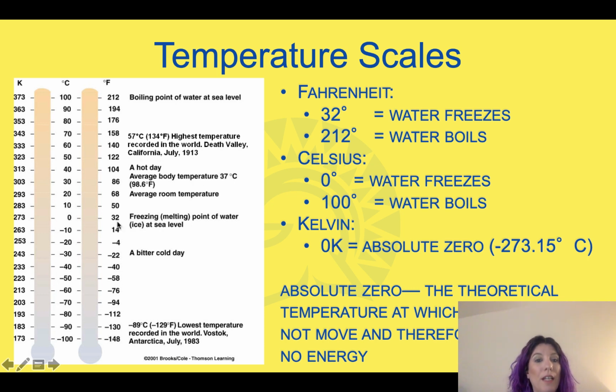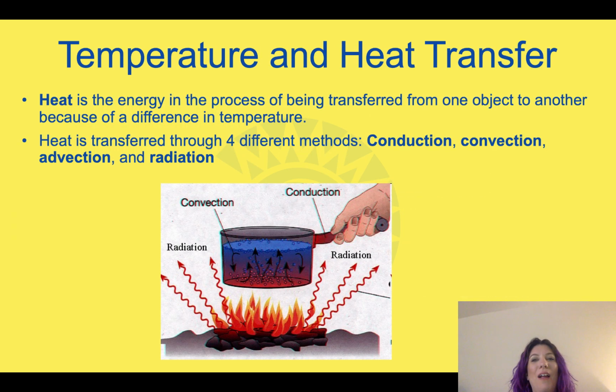We have freezing, which we said was at 32 and 0. And then we had the lowest temperature, which was recorded in Antarctica, here in Vostok in 1983, at negative 129 degrees Fahrenheit. That is cold. I don't ever want to see that temperature in my life. I'm okay living in the Bay. The weather's really nice here.